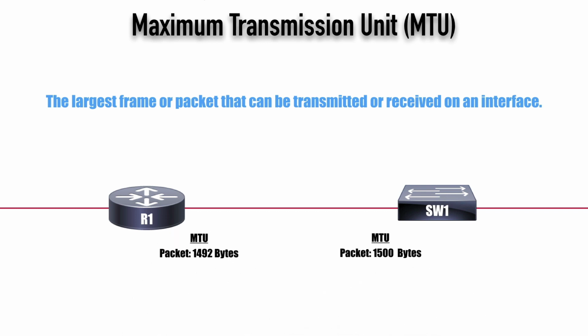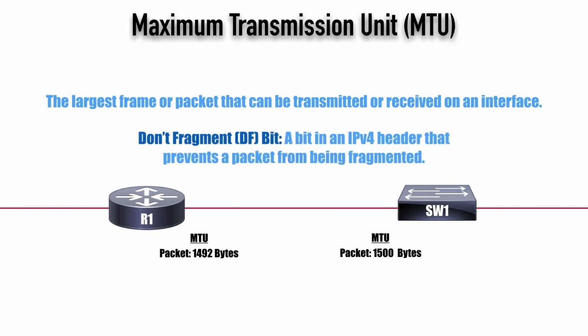Here, the router has an MTU packet size of 1492 bytes. Let's say that the switch tries to send a 1500 byte packet into that. Well, it's too big. So what's going to happen? Well, the router can try to fragment it, cuts it up, and then it can send those fragments individually. But sometimes we might send a frame that has the DF bit or the don't fragment bit set, and that would prevent a packet from being fragmented, at which point it would be discarded.